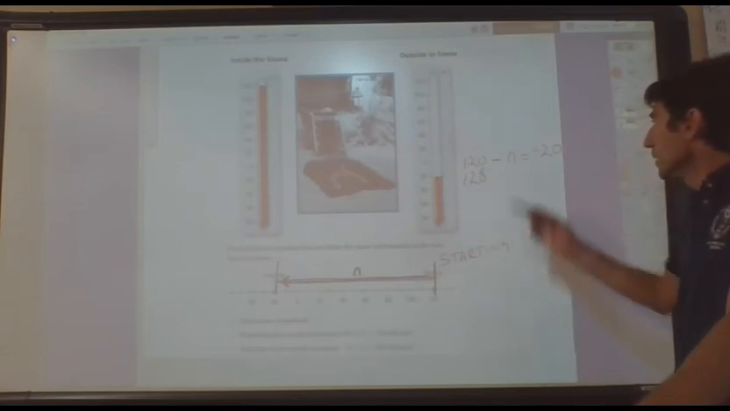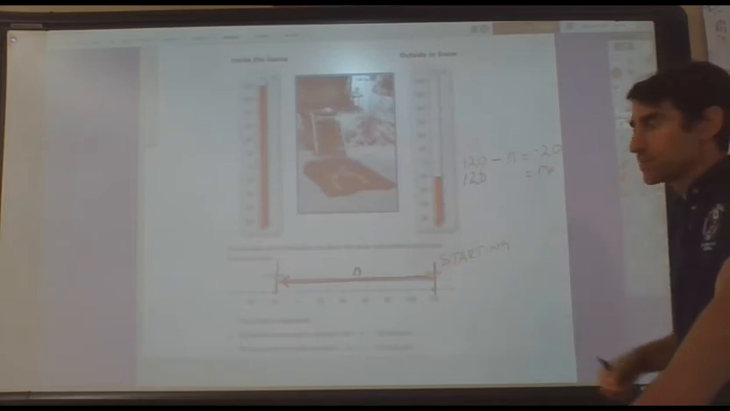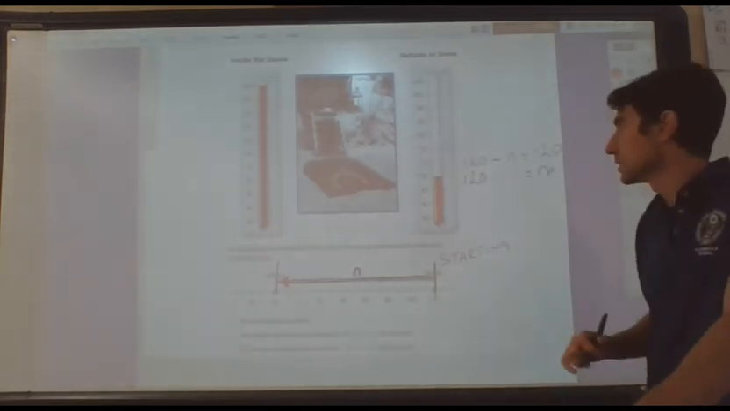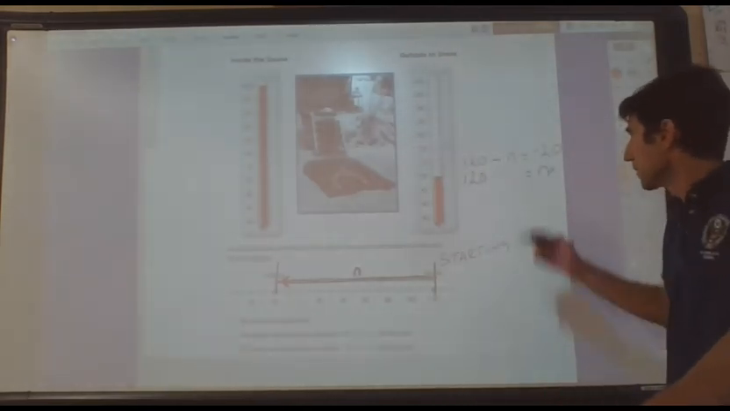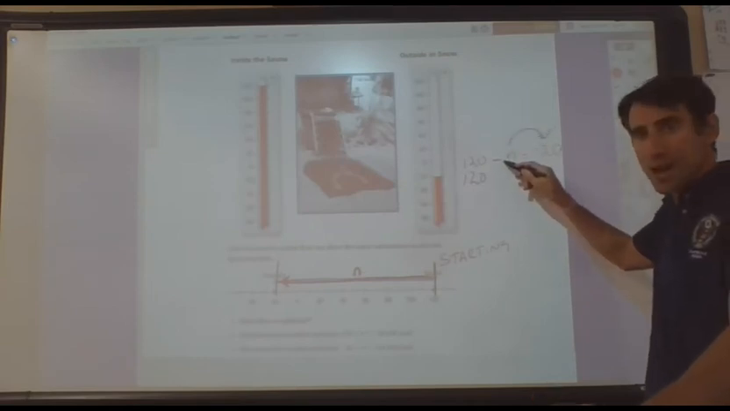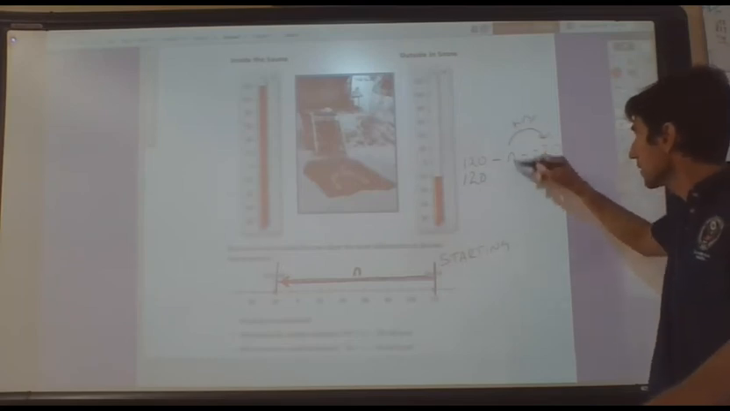Well, I want to find out this distance here, the distance that I've traveled on the number line. So we're going to call that n. But if I move this over here, what's the opposite of subtracting n? So I added n. Okay.